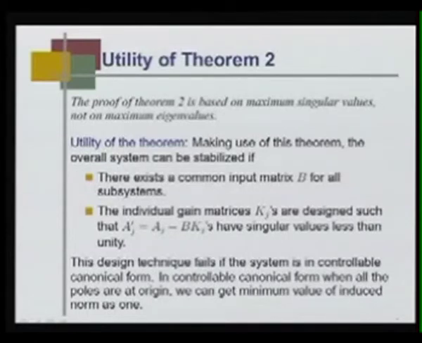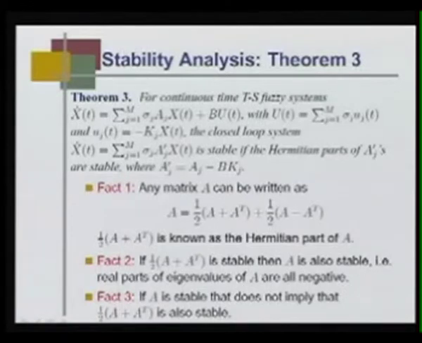Now, utility of theorem 2: the proof of theorem 2 is based on maximum singular values, not on maximum eigenvalues. Making use of this theorem, the overall system is stabilized if there exists a common input matrix B for all subsystems. The individual gain matrices K_j are designed such that A_zs, which I have already told is A_j minus B K_j, have singular values less than unity. This design technique fails if the system is in controllable canonical form. In controllable canonical form, when all the poles are at the origin, we can get a minimum value of induced norm as 1.